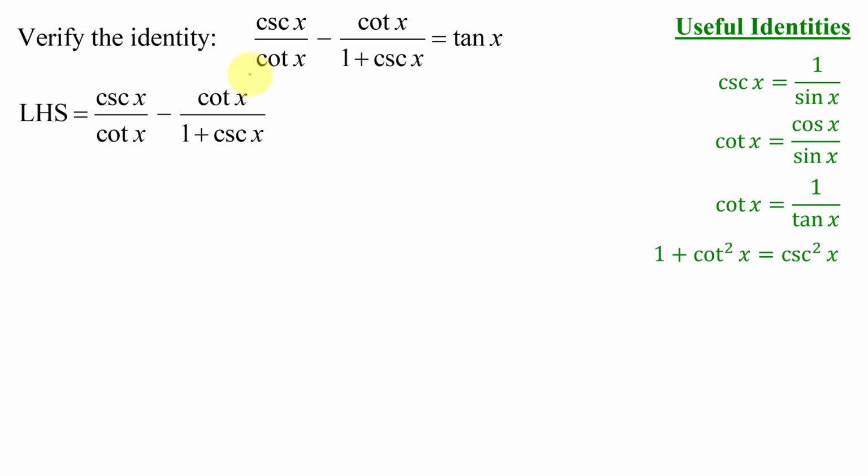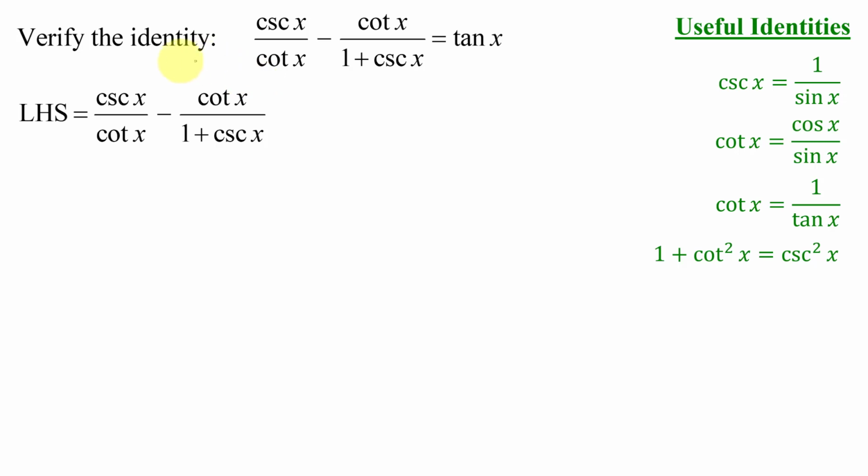Now, looking at this identity, how many trig functions are present? I have three: the cosecant function, the cotangent function, and the tangent function. So one method to use when you have a lot of different trig functions present is to write everything in terms of sines and cosines, but that is often a longer method. Is there a more efficient method in this problem?